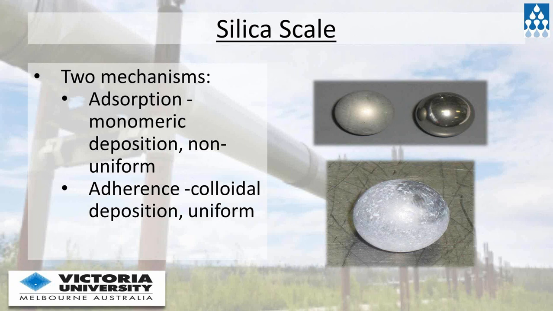In a membrane system, the second one, adherence, gives a more uniform coverage. That's not necessarily what's happened in this particular case here, but that type of scale is generally indicating that you've got a more colloidal deposition of silica on the surface, because the silica is formed in solution and polymerizes there and then starts to attach itself to the surface of your membrane.